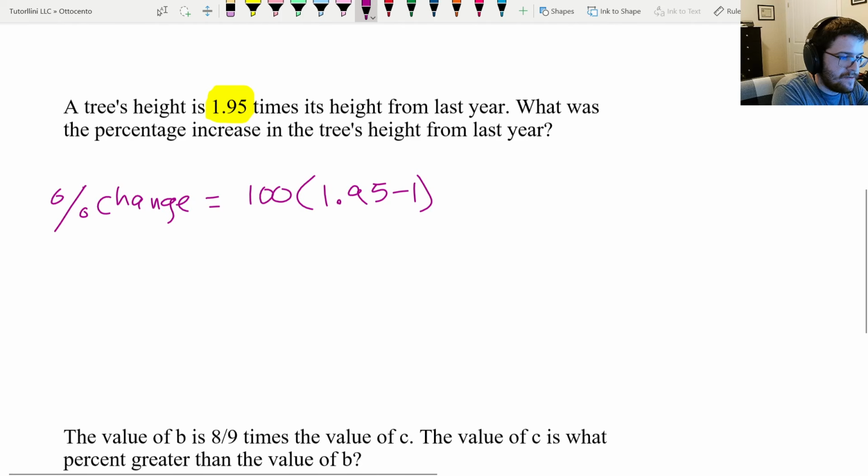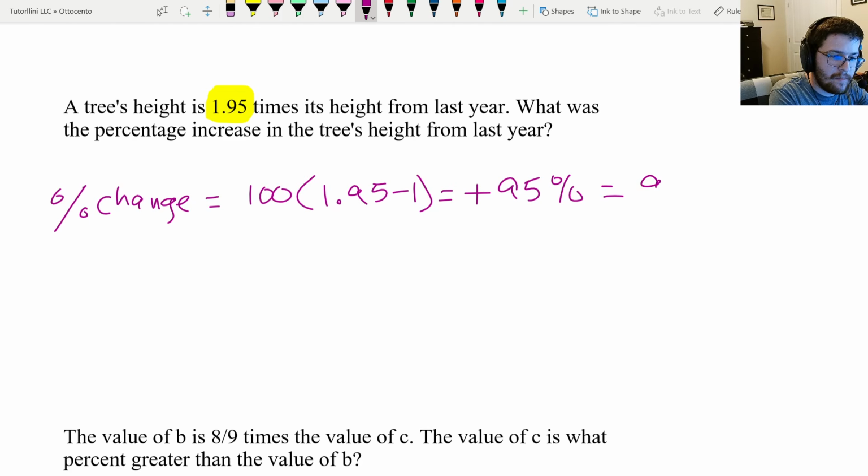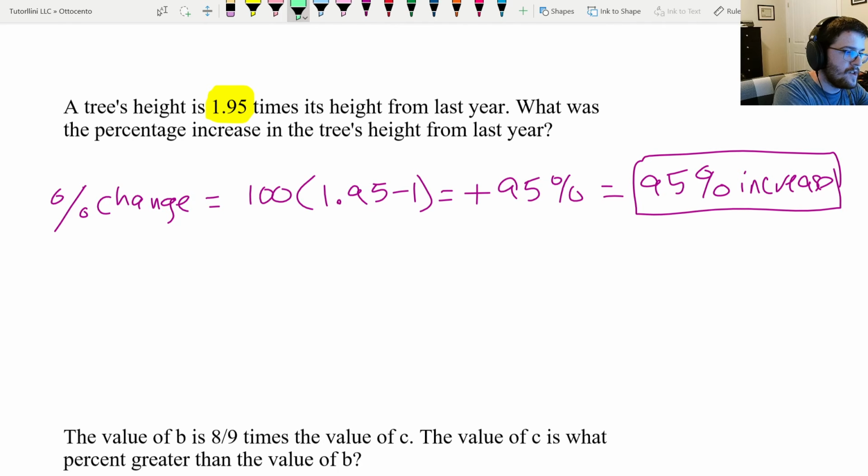95%, positive 95%, which is a percent increase. And we're happy with that because the question says increase. So it seems like we did a good job.